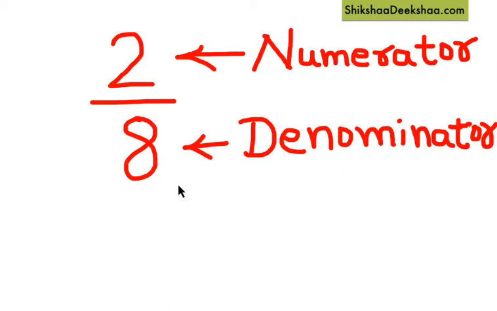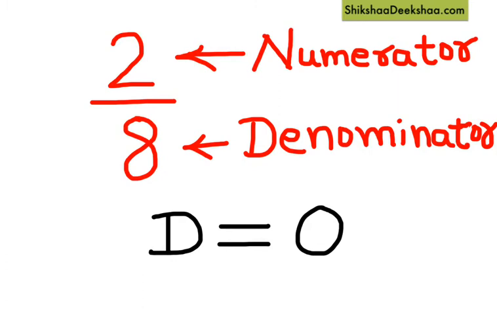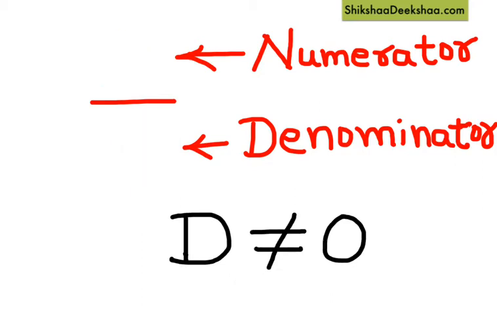This is a fraction. We write a fraction like this. There is a line. We write a number above the line and another number below the line. The number which is above the line, we call that number numerator, and the number which is below the line, we call that number denominator. These can be any numbers, but D should never be 0. D can't be 0. We cannot write the denominator 0. So basically, we write the fraction as n by d.